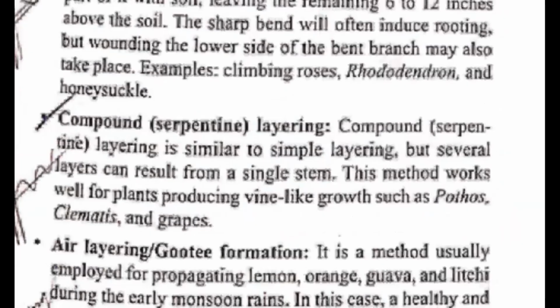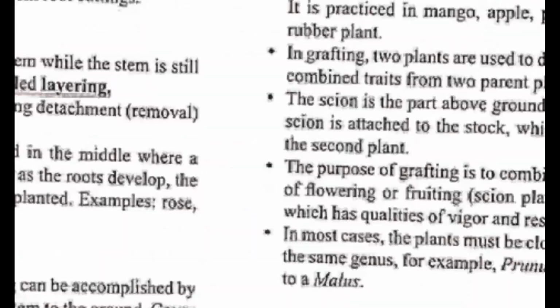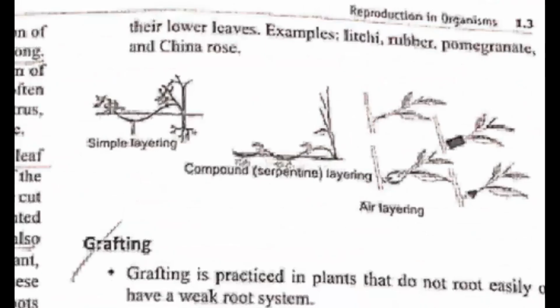And the second one is called compound layering. What is the meaning of compound layering? Compound layering is nothing but many layers. Okay, more than one layer. Compound layering is similar to simple layering, but several layers can result from a single stem. See the diagram.